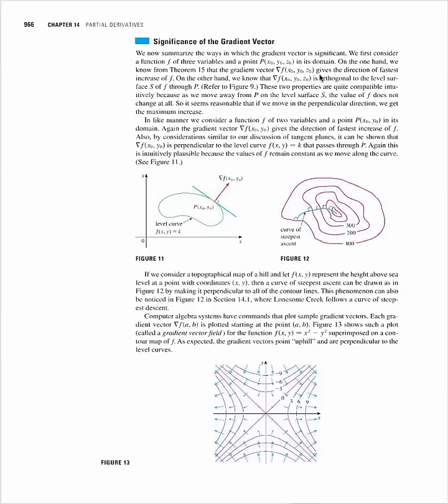Finally, we talk about the significance of the gradient vector, and the main idea is that the gradient vector is the vector that points in the direction of greatest change. That's what that earlier theorem said. This also means that it's going to be perpendicular to level curves, which is going to be important for us. And really, if you know those two things, then you kind of know what you need to know about the gradient vector. It's perpendicular to level curves, and it's in the direction of steepest ascent of your function.